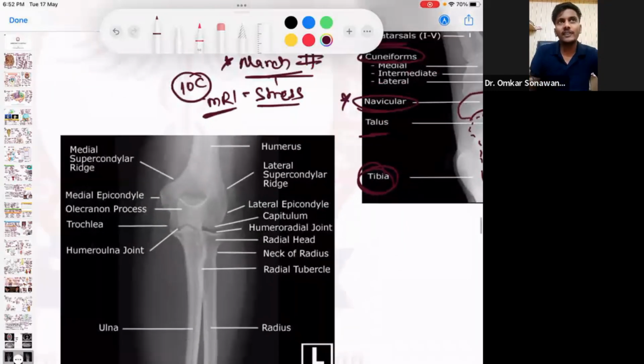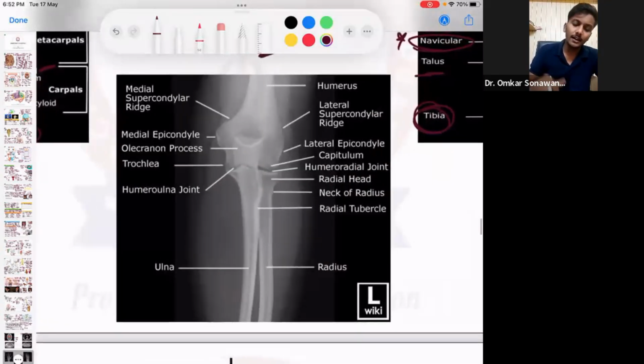Radial styloid process fracture is called as Chauffeur's fracture. Ulnar shaft fracture is called as nightstick fracture. All important fracture eponyms. Greenstick fracture is commonly seen in children, where only one cortex is damaged. Okay, no issues with this.